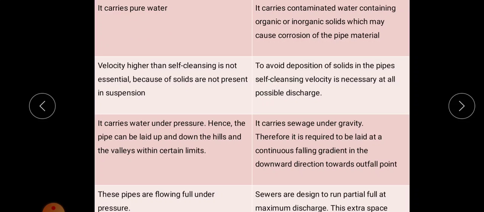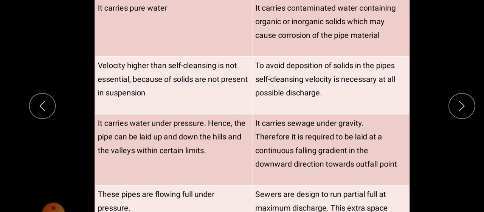Next difference is the water supply pipe. While considering a water supply pipe, a velocity higher than self-cleansing is not essential because there are no solids present in suspension. So in water supply pipes, there is no need of self-cleansing velocity. But in the case of sewer pipes, to avoid deposition of solids in the pipe, self-cleansing velocity is necessary at all possible discharges. Okay, if the velocity is smaller than the self-cleansing velocity, it may cause deposition of solids because this sewage contains a lot of solids. That is the difference between water supply pipes and sewer pipes considering the velocity of flow.